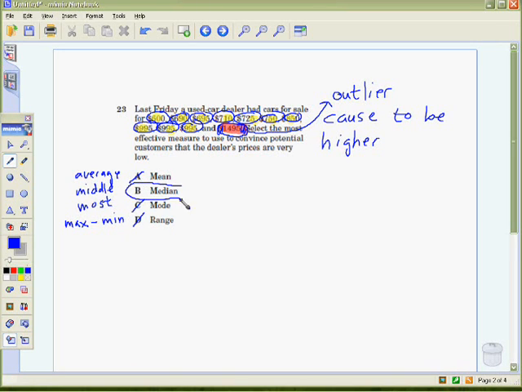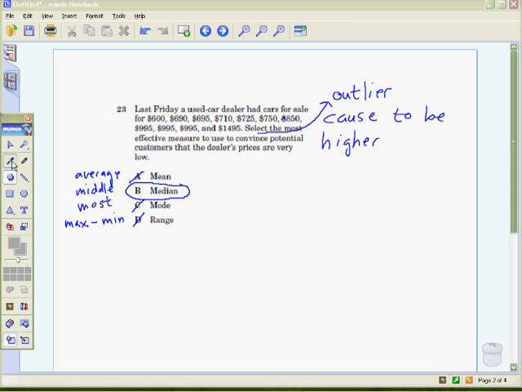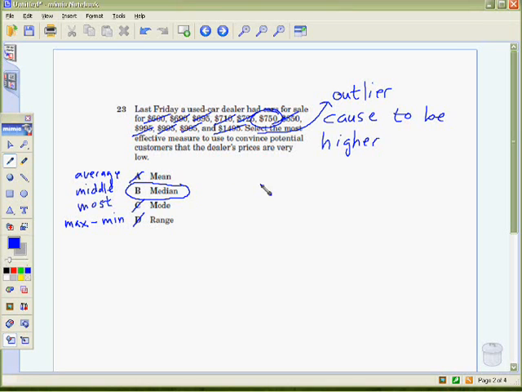Now let's examine median, because it is going to be our correct answer. Our prices are already listed in order from least to greatest. So if I start trying to find my median, I would knock off the highest, then the lowest, next highest, next lowest, next highest, next lowest, and so on until I come to the median, which is 750.